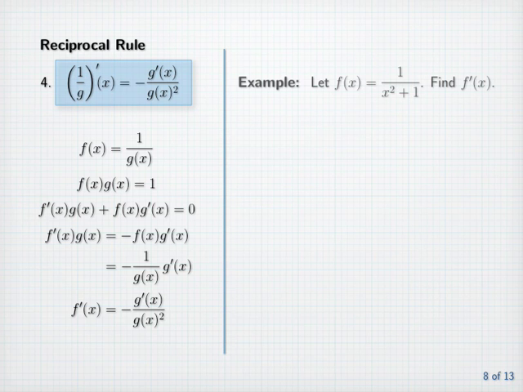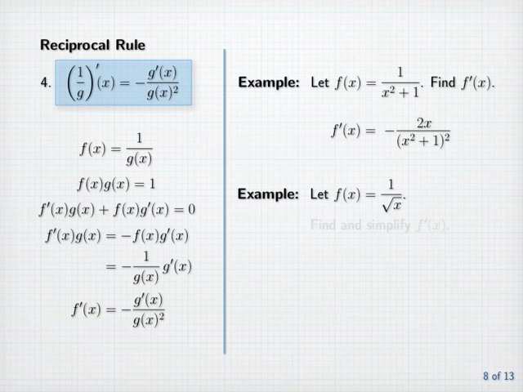Now, for example, let f of x equal 1 over x squared plus 1. Let's find f prime of x. The reciprocal rule tells us that the denominator will be the square of the denominator of f, and the numerator will be minus the derivative of the denominator. So we have minus 2x divided by x squared plus 1 squared.